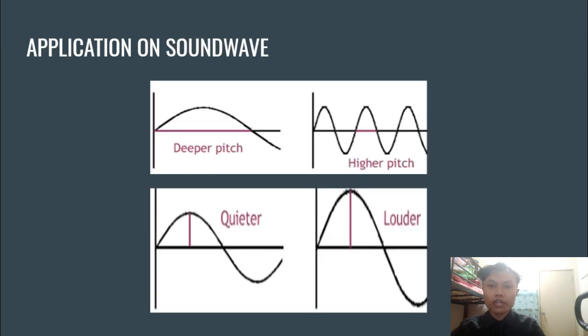Application on sound wave, we can determine the sound pitch level from the graph we get. The more amplitude, the louder it is, and the higher the frequency, the higher the pitch will be too.